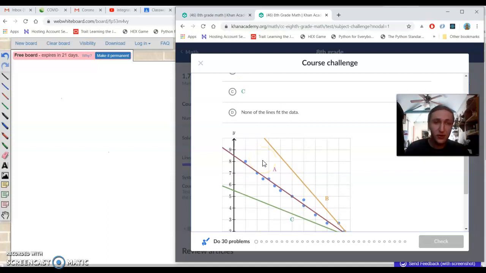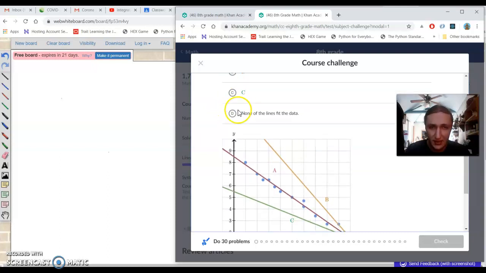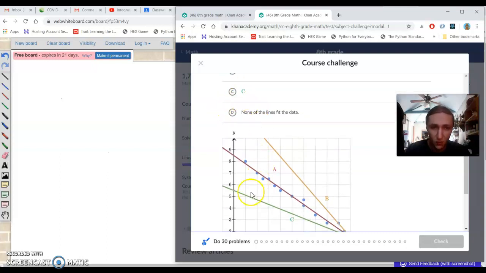Now, what if you don't even know what this question is asking? You can even use process of elimination here. So look at line B and look at line C. Neither of them go through any blue dots. So if I thought for some reason that the answer choice was B, and then I look down at C, what is different about C that's going to tell me it's not that?